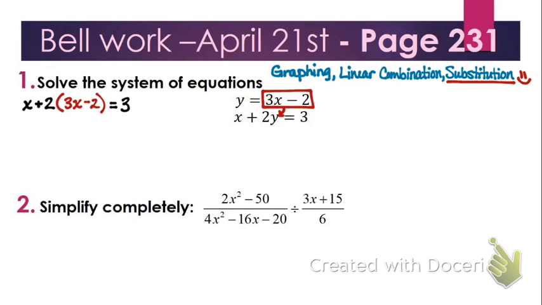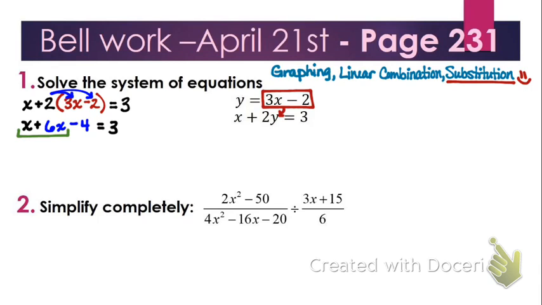What can I do with it now that I couldn't do before? Now I can distribute. I'm going to distribute the 2 to each piece. So I would have x plus 6x minus 4 equals 3. What next? Combine our like terms. What do we get when we combine our 2 like terms together?